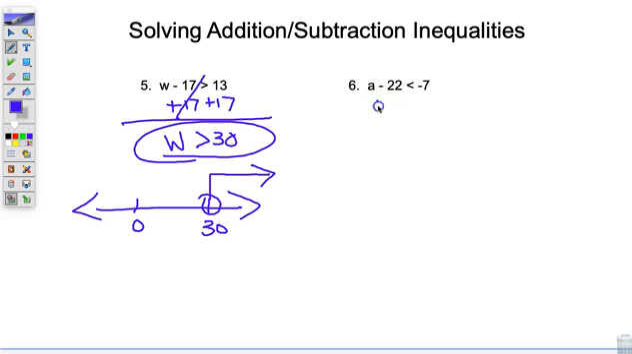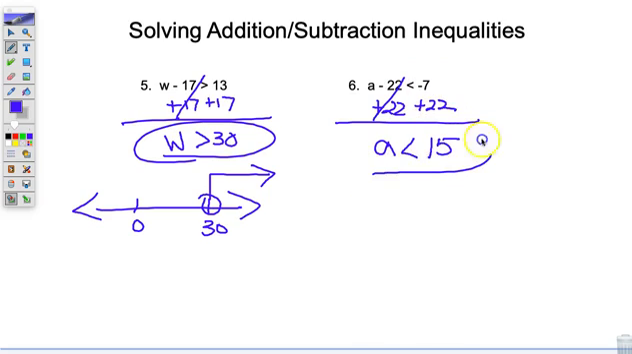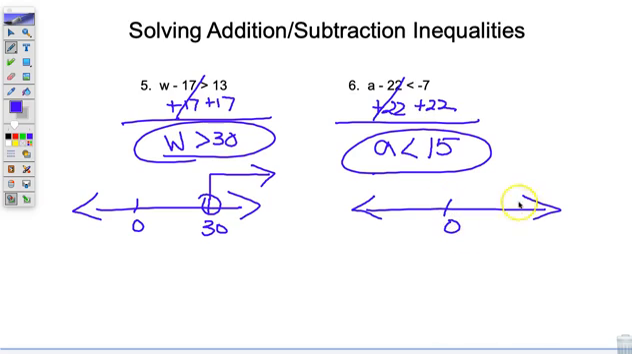In example 6, we will be adding 22 to both sides. These two cancel, and a is less than. We have a negative 7 plus 22. So we have to find the difference between the two, and that would be 15. So a is less than 15. Showing the graph, definitely show where 0 is, and positive 15. We need to use an open circle. a, the answer, is less than 15. Numbers that are less than 15 are to the left of 15.